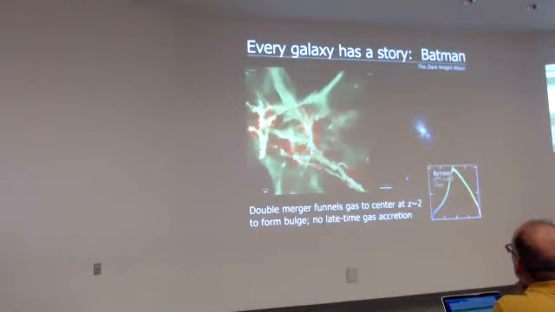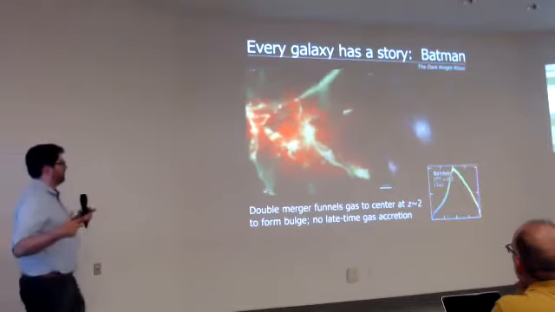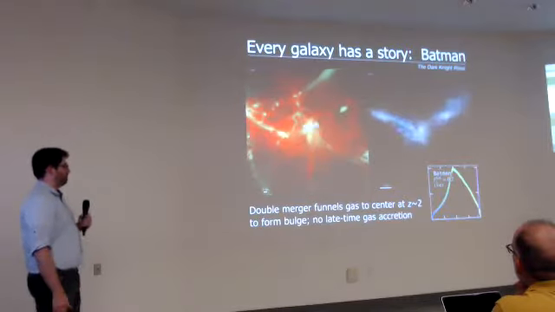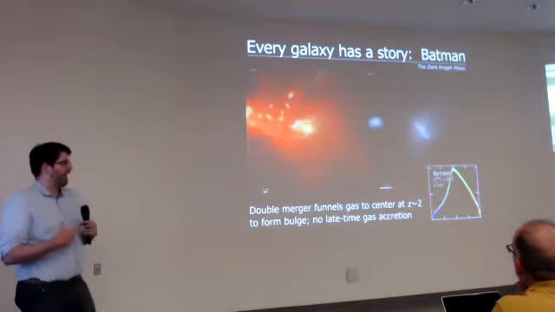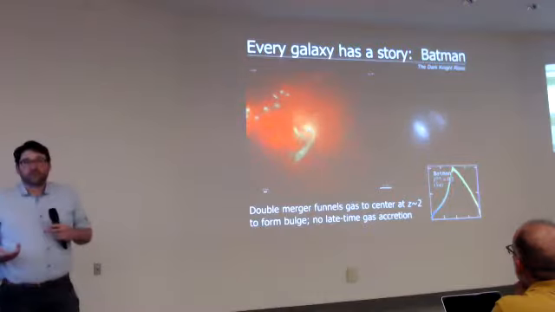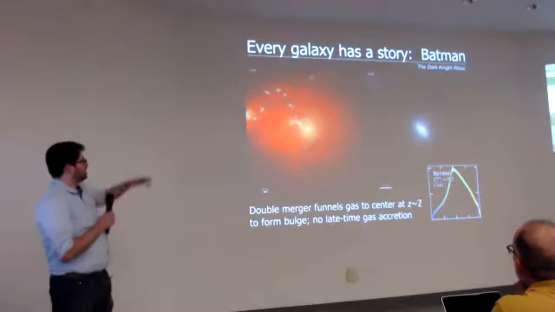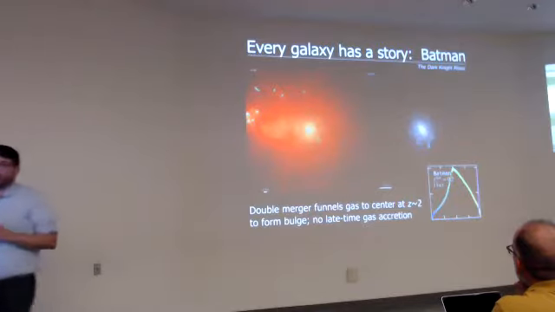First, Batman. So Batman has this very interesting evolutionary history where it undergoes a double merger right here at about redshift 2 that funnels an enormous amount of gas into the center of the galaxy that forms this gigantic bulge that doesn't really do anything else for the rest of its evolution until you get this little bit of gas accreted at late times that forms your counter-rotating stellar disk.